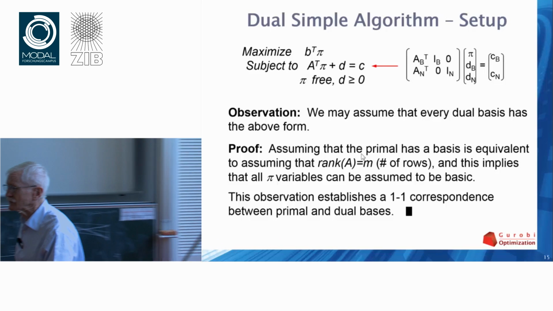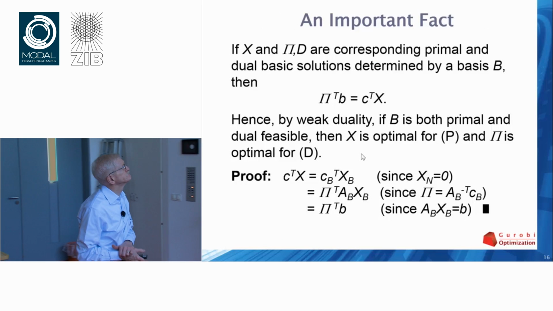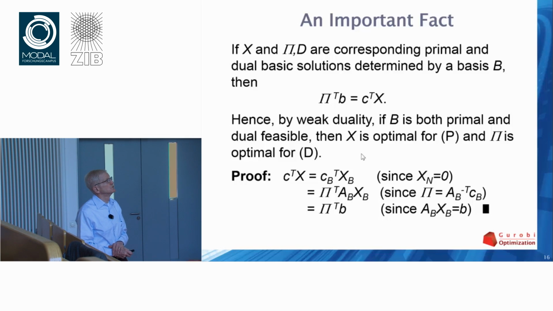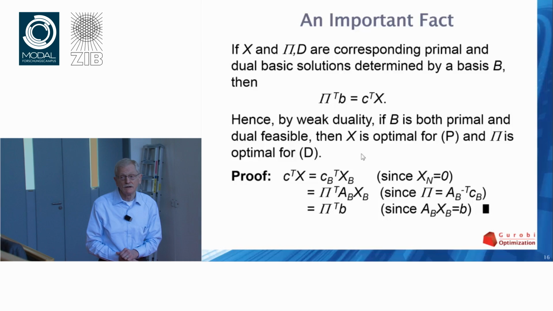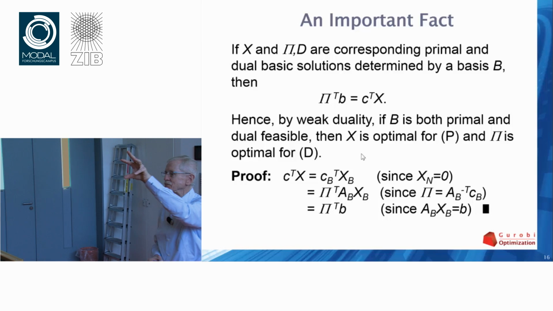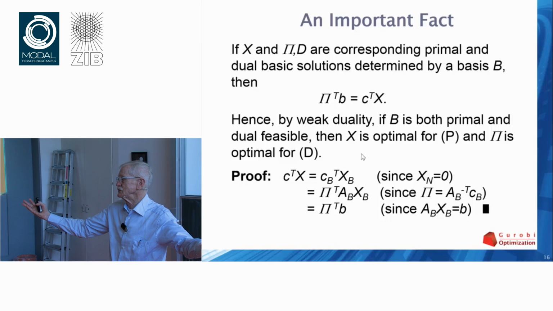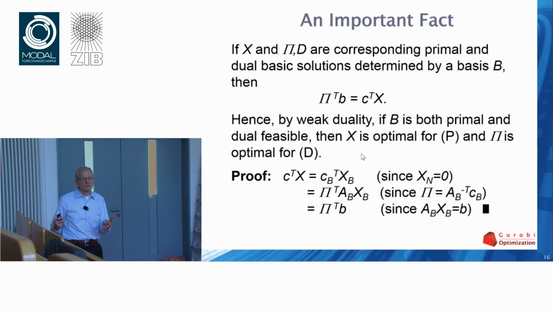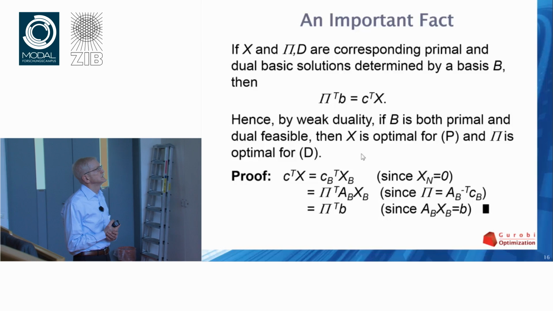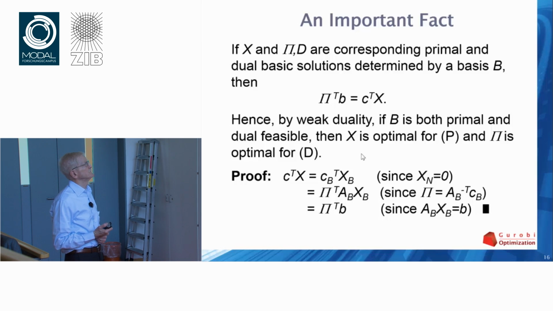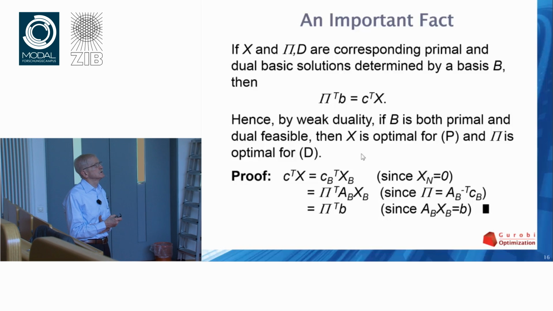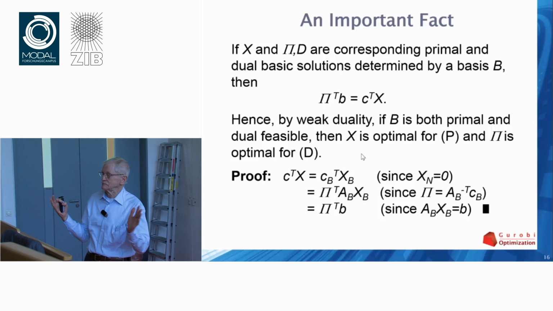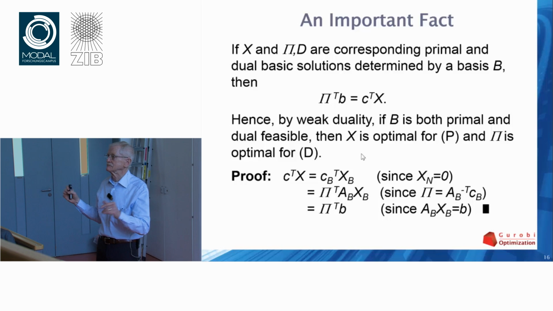Okay, an important fact, we're getting close to the pause time here. Let x, pi, and d be corresponding primal and dual basic solutions determined by a basis B. Determining one basis B for the primal defines a basis for both the primal and the dual. So I just speak about one, but there are two bases here. Corresponding to those two bases, I get primal and dual solutions, which may or may not be feasible. What I claim is that whether or not they're feasible, this equality holds. Always.